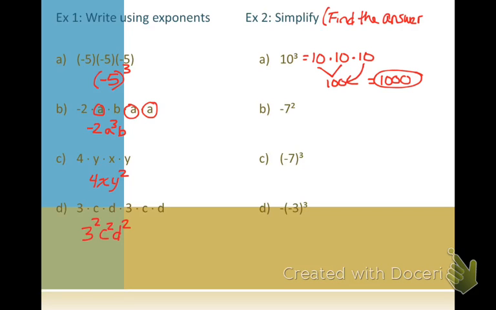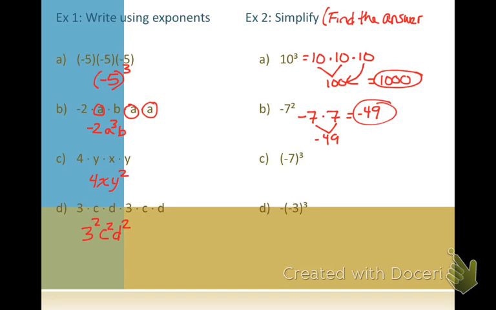B. Ooh, this is a little different. Notice the 2 only goes to the 7 because it's not in parentheses. So it goes -7 times 7 because there are 2 7's there. And you multiply them together. So you have -7 times 7, which is -49. Not 14.